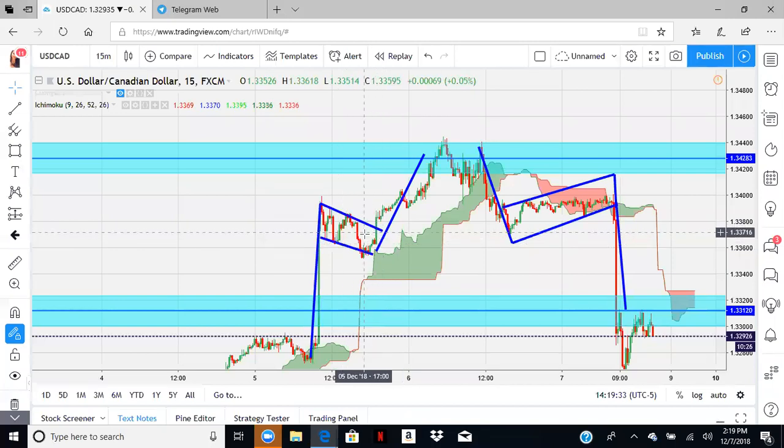Yes, I see this did not go all the way into the cloud. That's why market structure is king. You always just have to go based on market structure first. I always say market structure first.